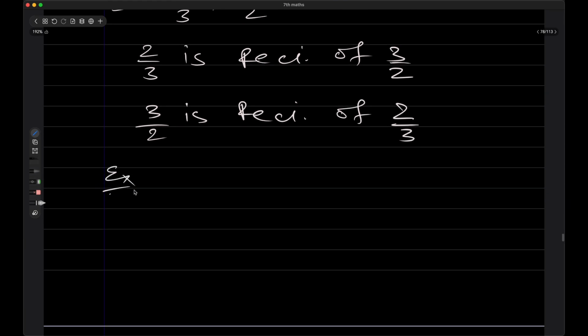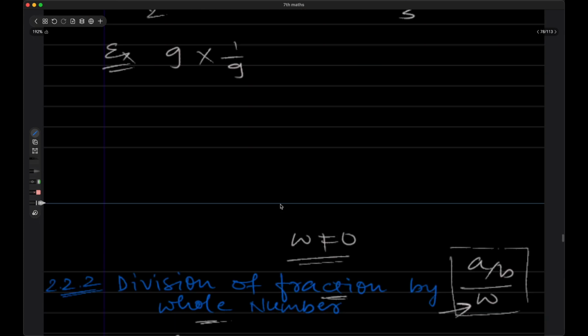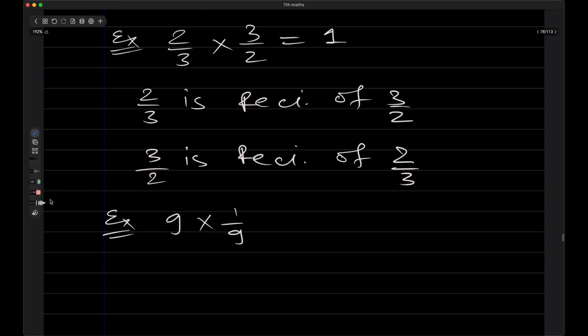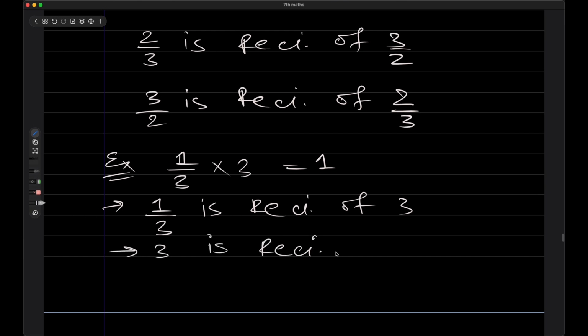If I take one more example, that is 9 into 1 by 9. We have covered whole number and fraction. Let us take the example of fraction and whole number, that is 1 divided by 3 into 3, that is equals to 3 3 will get cancelled, that is equals to 1. So we can write 1 divided by 3 is reciprocal of 3, and we can also write 3 is reciprocal of 1 divided by 3.